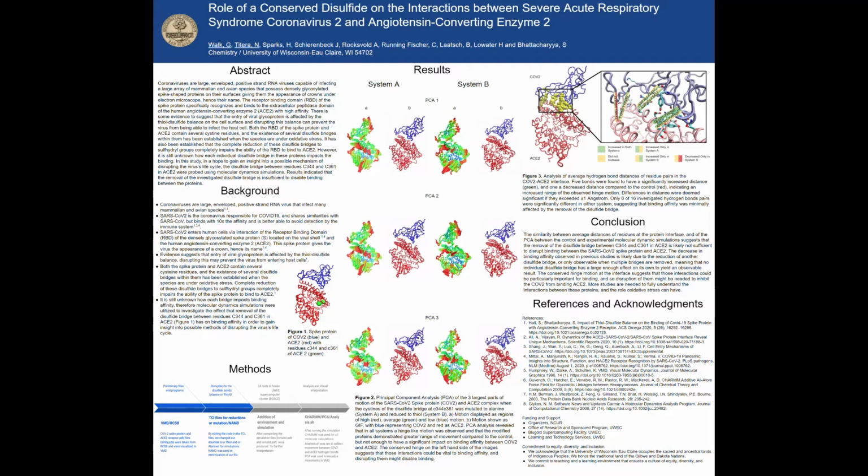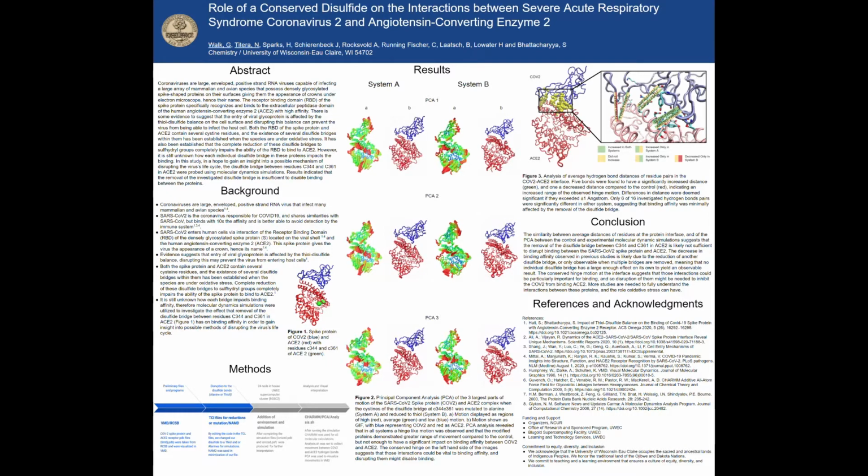Entry of SARS-CoV-2, or CoV-2, is dependent upon interaction of the receptor binding domain of CoV-2 spike protein with human angiotensin converting enzyme 2, aka ACE2. It has been established that, when under oxidative stress, these species possess several cysteine residues that form disulfide bridges. Further, when these bridges are reduced, the ability of CoV-2 to bind to ACE2 is completely impaired, suggesting that this method could be useful to combat the disease.